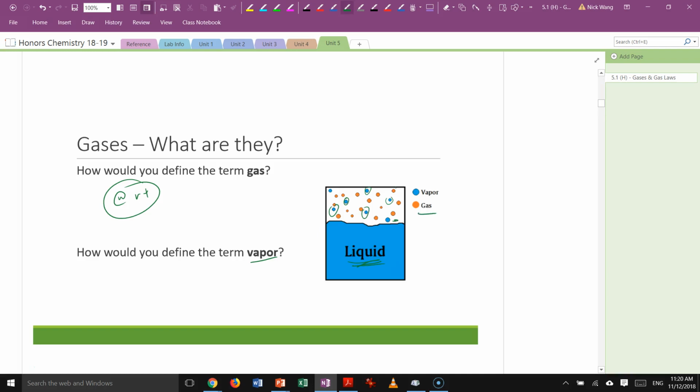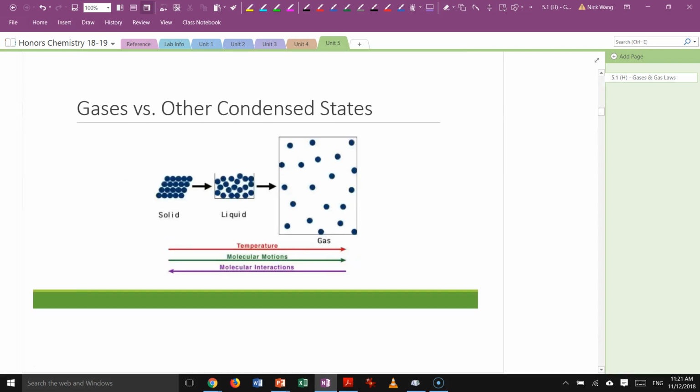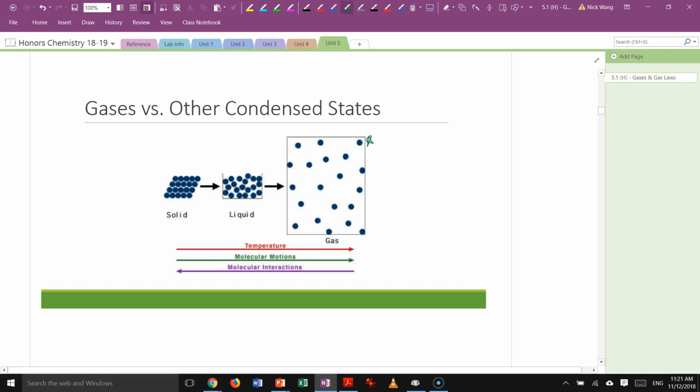Conversely, this gas, which is in orange here, these gas particles are all completely, again, freely flowing about. There's no actual solid or liquid state that's present. It's all gas at room temperature. And a quick comparison to other condensed states, solids, liquids, and gases. And again, our focus, of course, is on this guy.